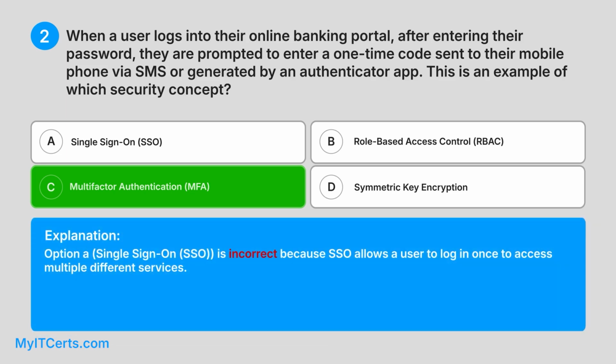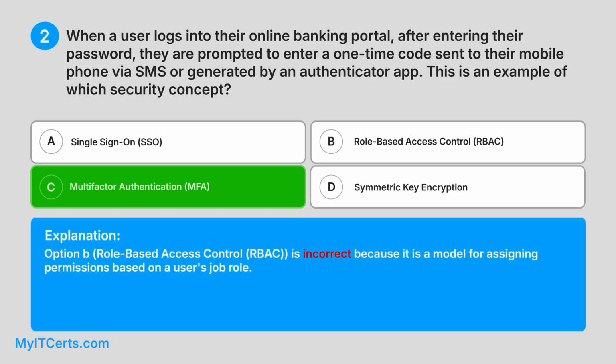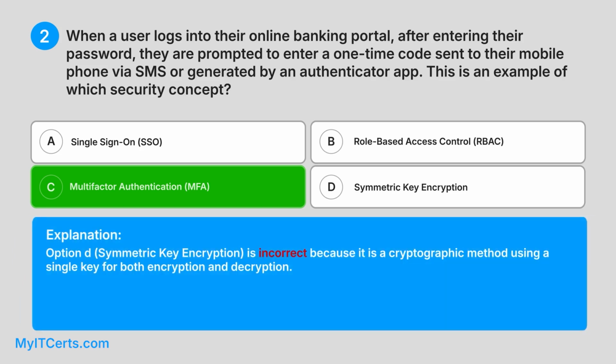Option A, single sign-on, SSO, is incorrect because SSO allows a user to log in once to access multiple different services. Option B, role-based access control, RBAC, is incorrect because it is a model for assigning permissions based on a user's job role. Option D, symmetric key encryption, is incorrect because it is a cryptographic method using a single key for both encryption and decryption.